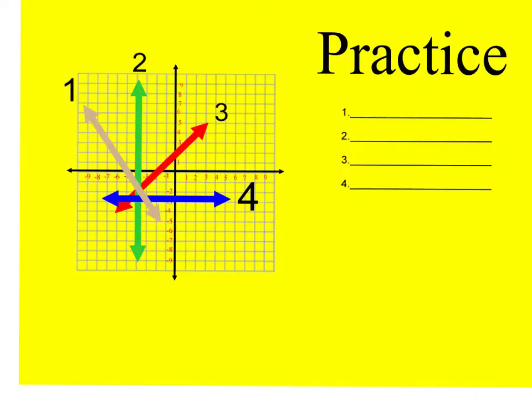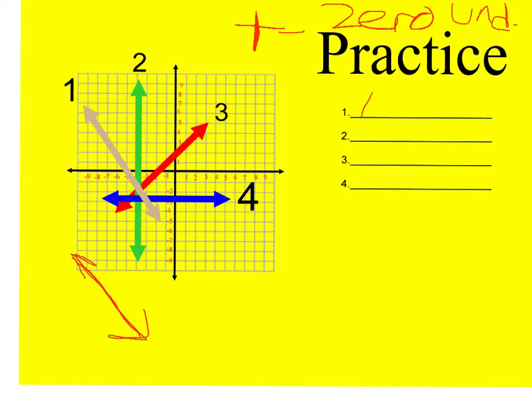Well, it's practice time, so let's see these lines numbered here 1 to 4. See if you can identify them as positive, negative, zero, or undefined. So number 1, line 1, it's going this way. It starts in the upper left and goes down to lower right. That is a negative slope. Feel free to pause this and try and do it yourself and then check. Number 2 is a vertical line, and so it's undefined.